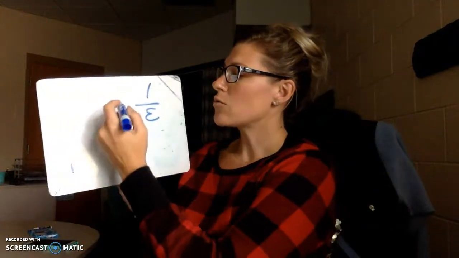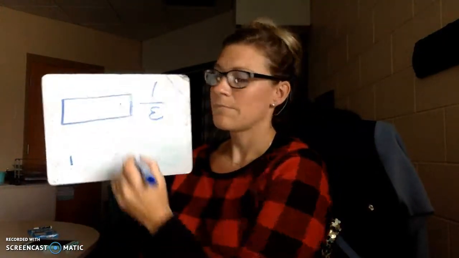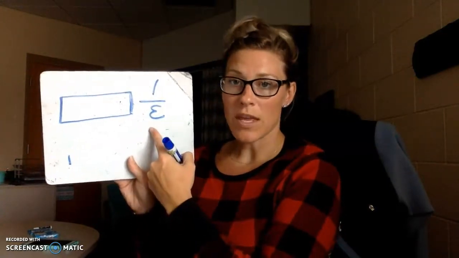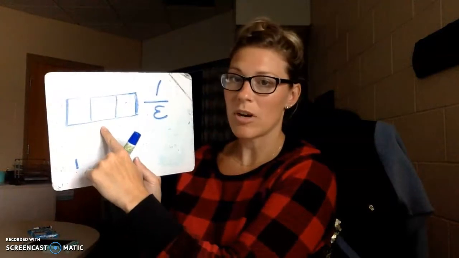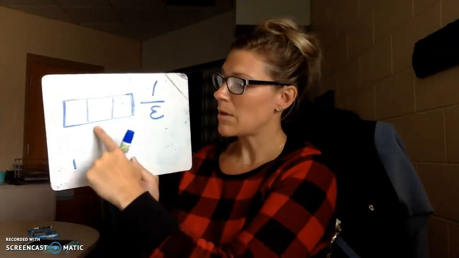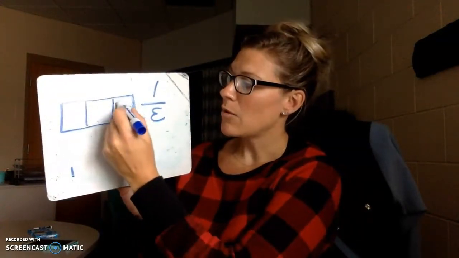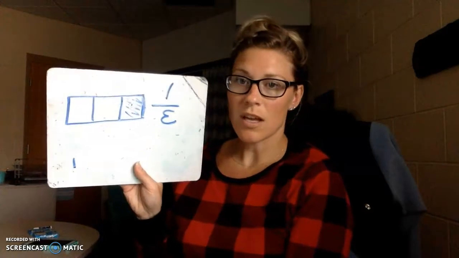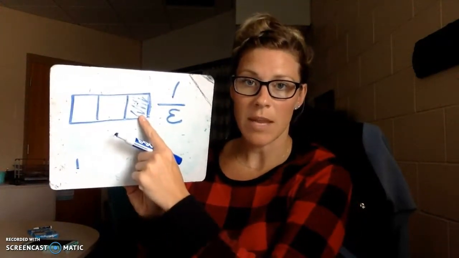First, I want to draw a fraction bar, and I'm going to model this. So I'm going to cut my fraction bar into thirds because that is what my denominator says. That's how many pieces the whole is cut into. And if I were going to show 1/3, I would just color in one of the boxes that I made.